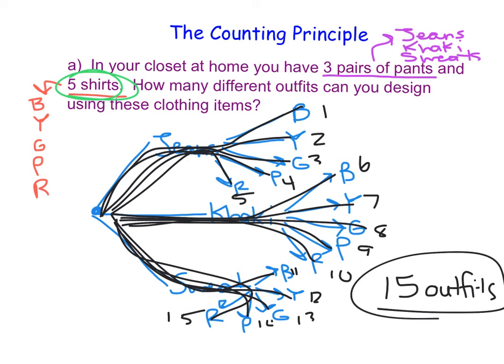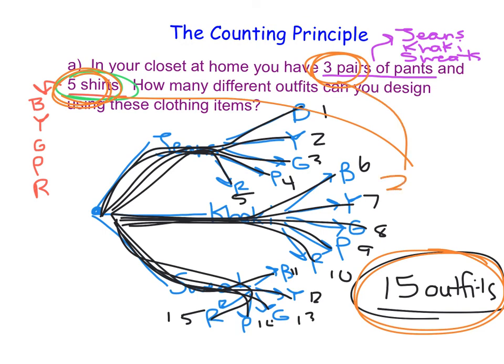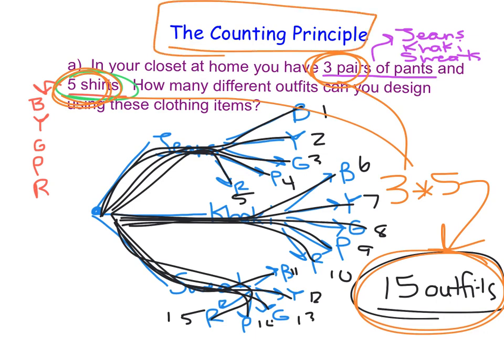Now, what a lot of students start to pick up on right off the bat is they look at the beginning and they say, well, I noticed that I have 15 different outfits and that I have 3 pairs of pants and 5 shirts, and if I take 3 times 5, that will give me my 15 different outfits. And that's exactly correct. So what we're going to do on the next slides is talk about this counting principle and a shortcut that we can use so we don't have to draw out this tree diagram every time unless we really want to.